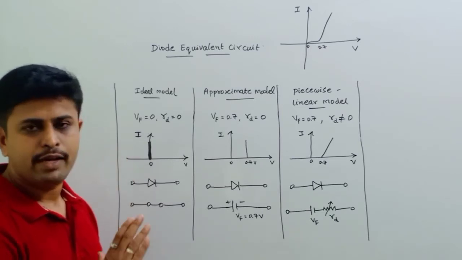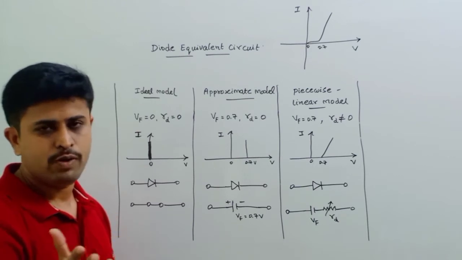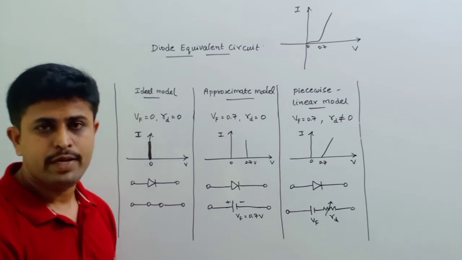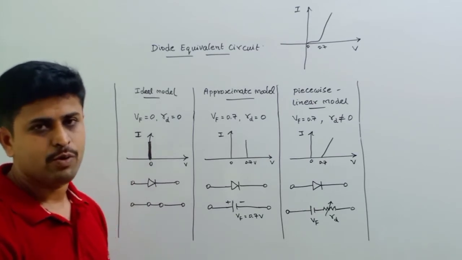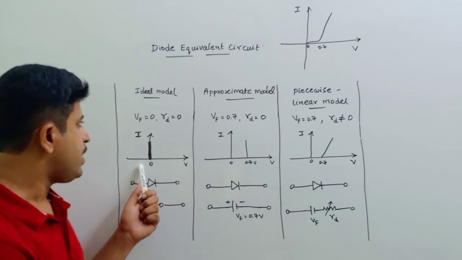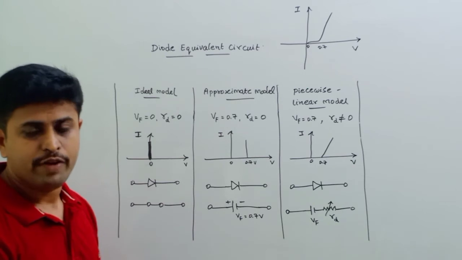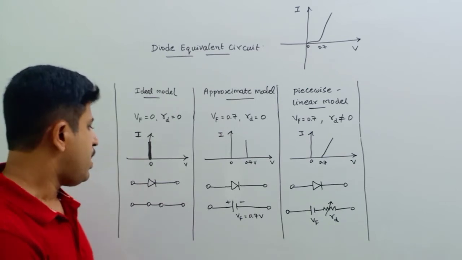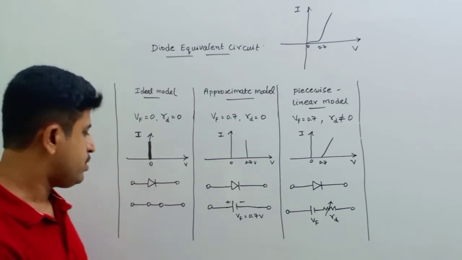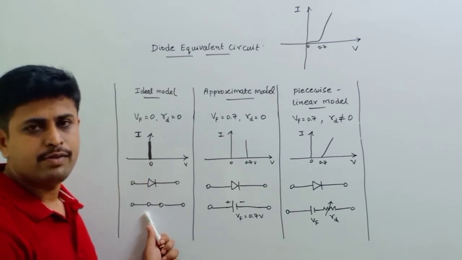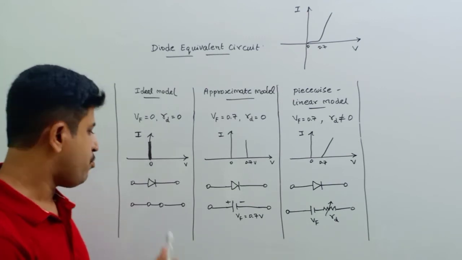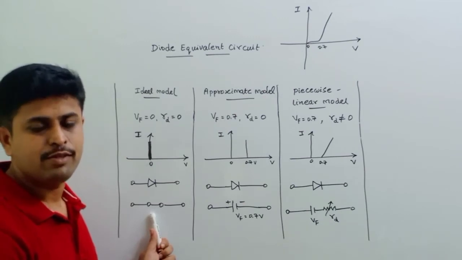Why? Because it has no slope, that means no resistance, and it is not towards the positive voltage because the voltage is 0. It is exactly lying at 0. Okay, so this is the ideal characteristics of a diode for ideal model. And if you want to represent that diode as an ideal diode, then it's nothing but a short circuit where we have no voltage drop and where we have no resistance through that.